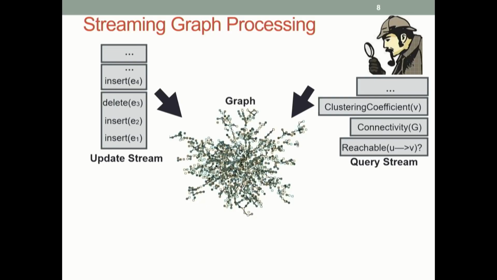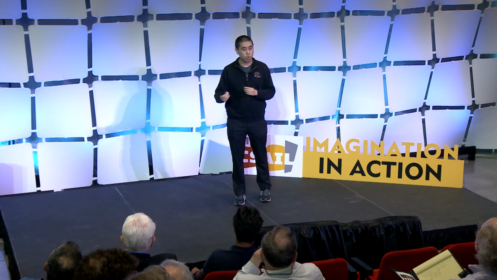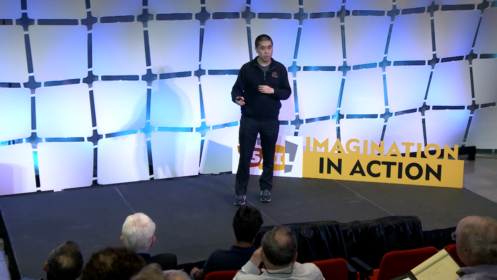We've also designed a framework for the streaming graph setting. And in this setting, we have a stream of updates as well as a stream of queries. So the stream of updates are modifying parts of the graph, whereas the stream of queries are asking questions about the graph, such as whether two vertices are reachable from one another, whether the graph is connected, what's the clustering coefficient of a particular vertex, and so on. And the goal of streaming graph processing is to make sure that the answers to the queries we get are serializable, meaning that they correspond to some sequential ordering of the queries and updates that are happening concurrently.